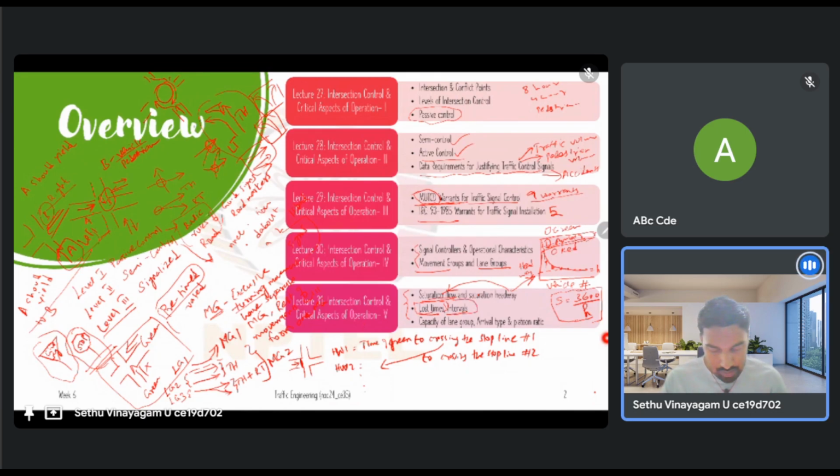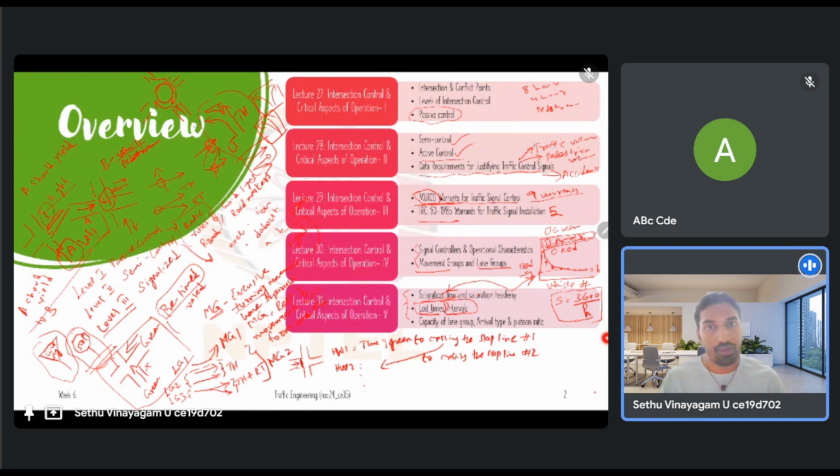And then we looked at the different intervals, right? So we have the green, yellow, and then we have the all red interval. Okay, so what is all red? All red is basically, when the amber signal is there and somebody has entered the intersection, right? But the signal has turned red, right?